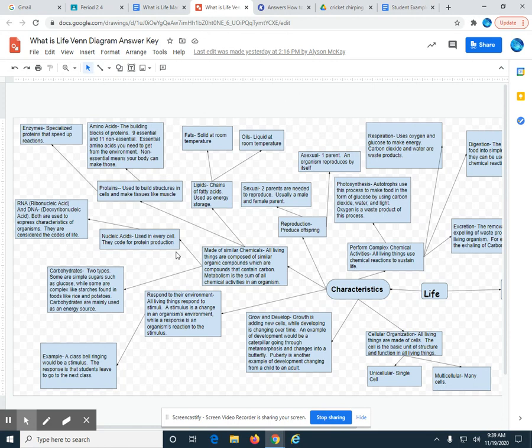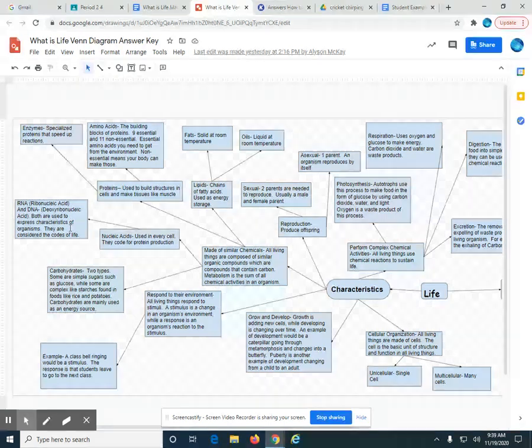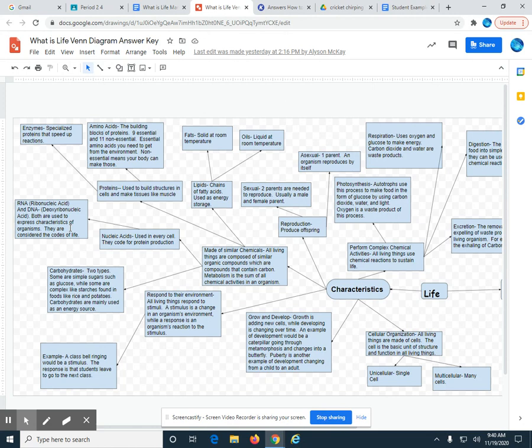One of the other similar chemicals is nucleic acids, used in every cell. They code for protein production. So if we're going to be making these proteins like enzymes and structural proteins like muscle and organs and tissues, you need to have these nucleic acids, which are the directions for how to make those. And those directions can be in the form of RNA, which stands for ribonucleic acid, and DNA, deoxyribonucleic acid. Both are used to express characteristics of organisms. They are considered the codes of life.